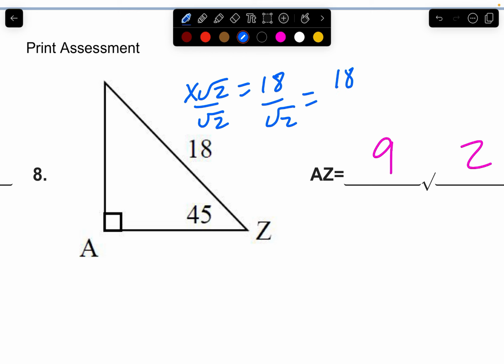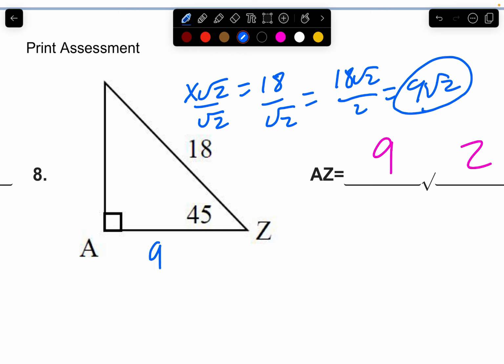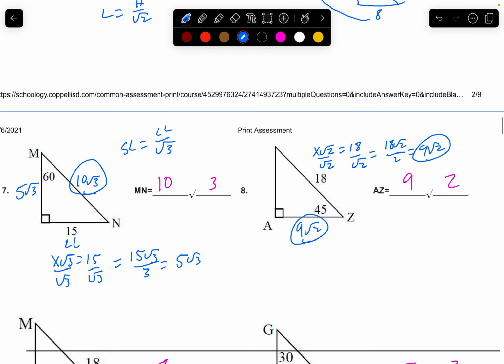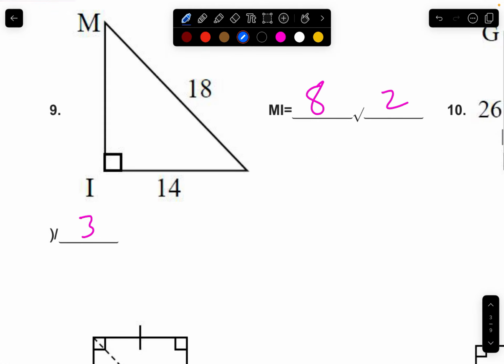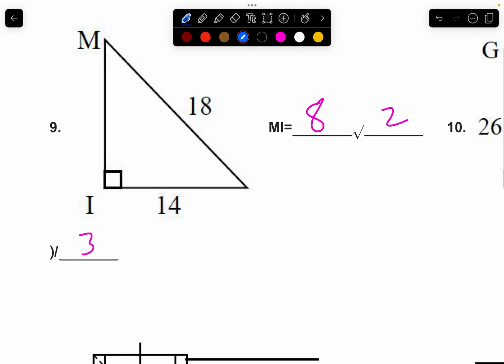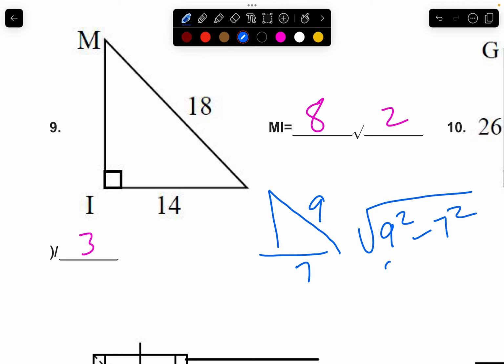Sorry. That would be 18 root 2 over 2, which is just 9 root 2. So the legs are both 9 root 2. Got it. If I know two sides, it's regular Pythagorean theorem, so I draw a smaller one. Divide by 2 is 9. Divide by 2 is 7. And that is not a triple, so we need to hit it with a Pythagorean theorem.